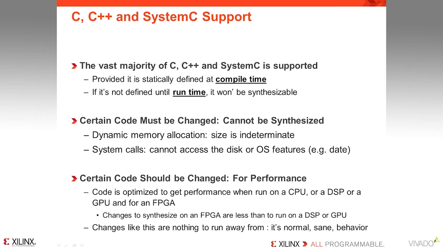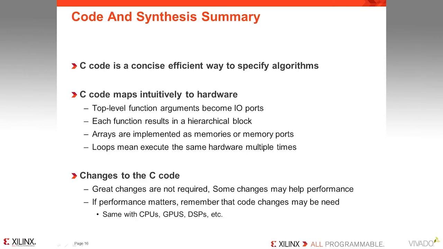Now, certain things you may want to change, or the user may want to change. When users write code for a CPU, and they care about performance, or if they write it for a DSP or for a GPU, and they care about performance, they will actually modify that code in order to improve the performance. It's no different for an FPGA, okay? So there are cases where you may want to get better performance for an FPGA. Go ahead and modify the code, as it's no different from using a CPU, a DSP, or any other compile target.